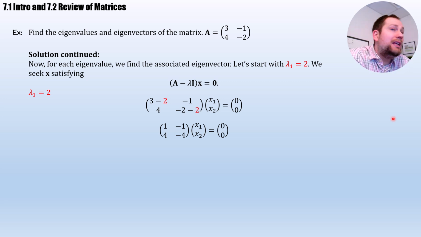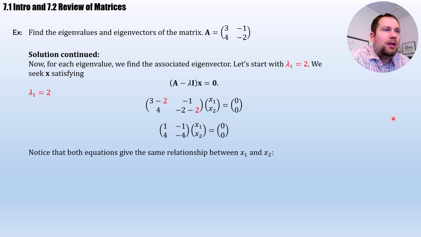Well, honestly, we can take either row here. If we take both of the rows, they give the exact same relationship between x1 and x2, right? So for example, the first row gives, do the multiplication, going row by column, 1 times x1 plus negative 1 times x2, right? So it's x1 minus x2 equals the first entry here, 0.